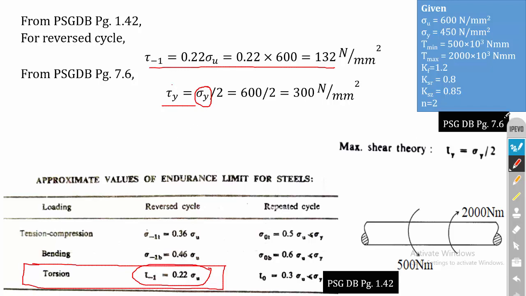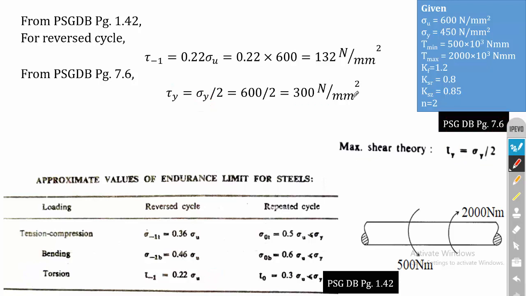But here we have to substitute the value of tau y. And from page number 7.6, as per the maximum shear theory, tau y is equal to half of sigma y, that is sigma y divided by 2. So if sigma y is given in the problem, then we can calculate the tau y value from the sigma y value. So tau y is equal to sigma y divided by 2. It is 600 divided by 2, that is equal to 300 Newton per mm square.